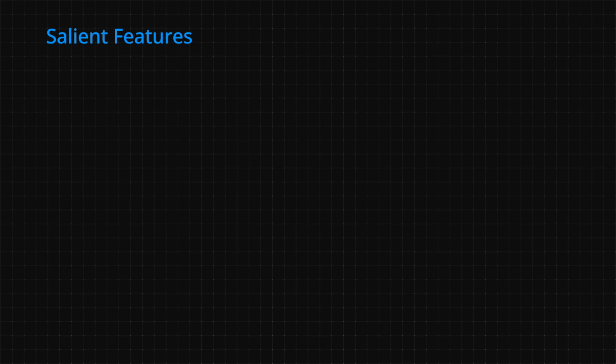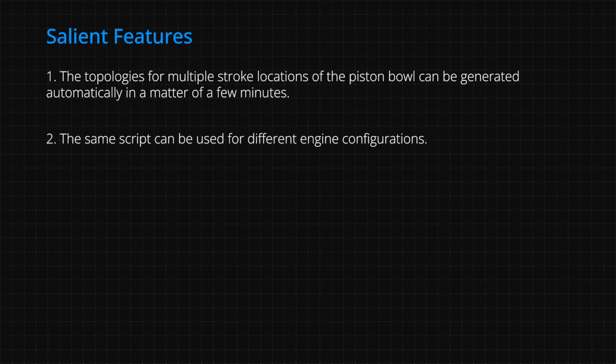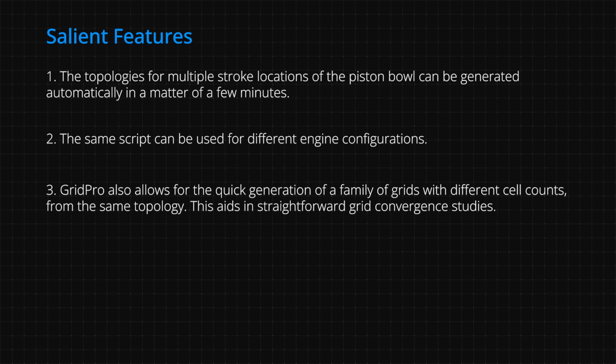Salient features. The topologies for multiple stroke locations of the piston bowl can be generated automatically in a matter of a few minutes. The same script can be used for different engine configurations. GridPro also allows for the quick generation of a family of grids with different cell counts from the same topology. This aids in straightforward grid convergence studies.